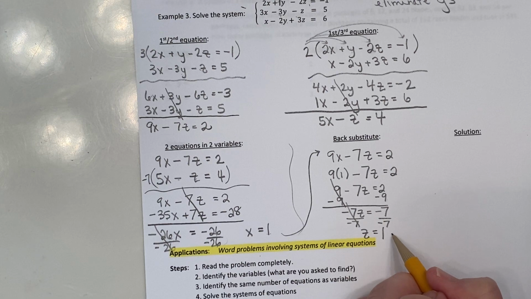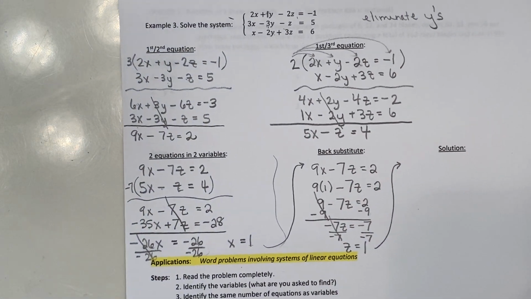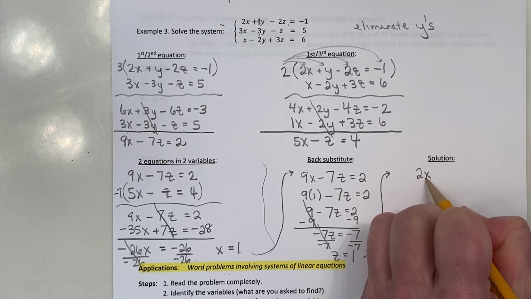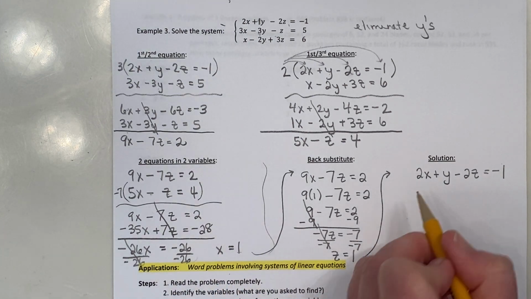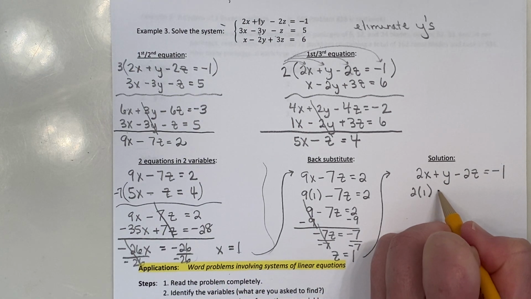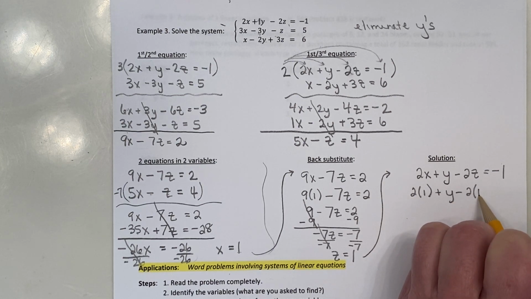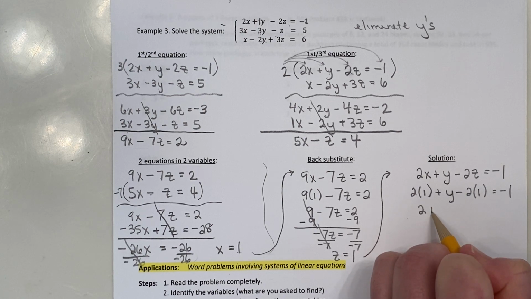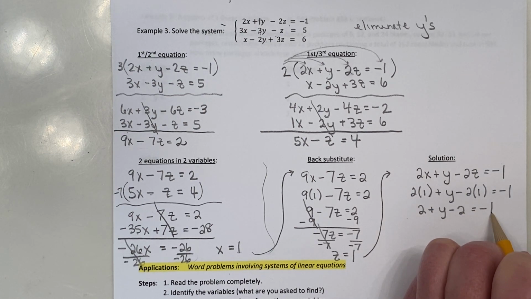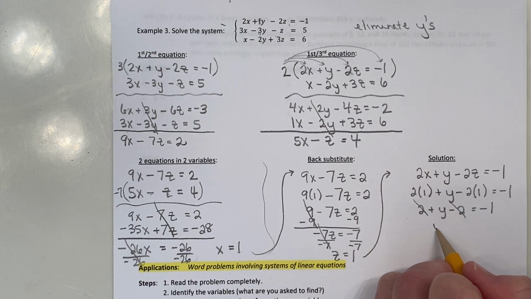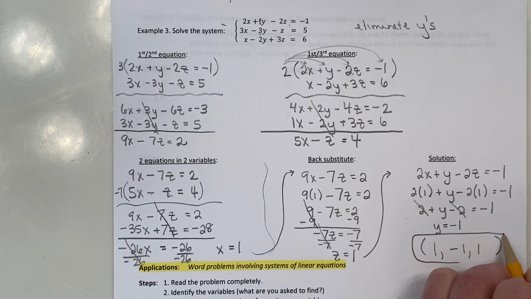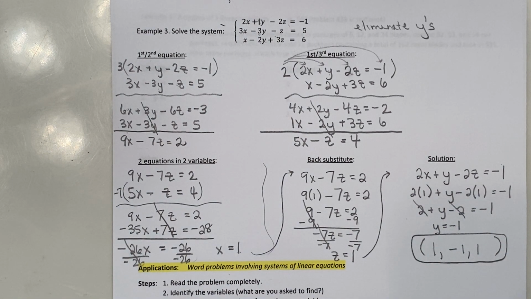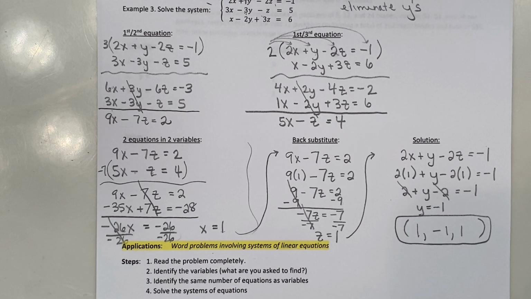Let's find y. So choose one of the equations in the original problem. X is 1. We're solving for y. Z is 1. And actually these 2's will eliminate, so y is -1. So our ordered triple, x, y, z, is 1, -1, 1. Not too complicated, just kind of tedious.